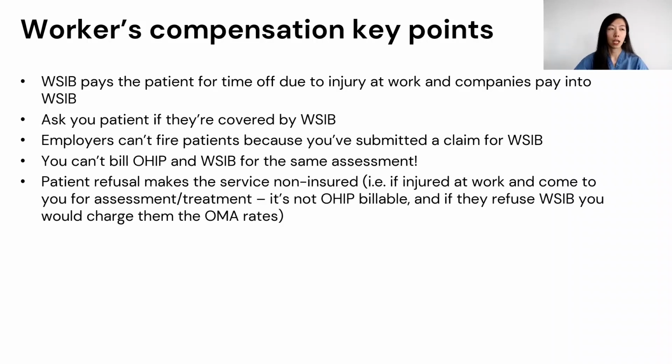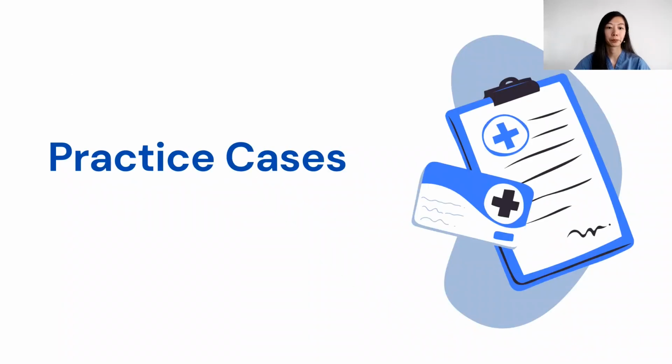And just remember, if your patient refuses to go to WSIB, or if they refuse WSIB altogether, they refuse you completing that form, if you're assessing them for a knee injury and you're managing them for that, you can't bill OHIP for that because it's a workplace injury, and you also can't bill WSIB for that if they don't let you submit to WSIB. So in that case, you would charge them the uninsured rates, the OMA recommended uninsured patient rates.